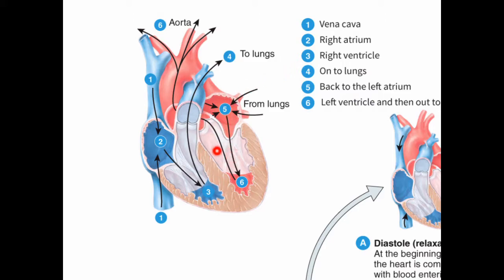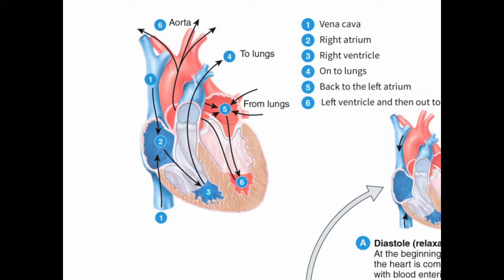So you have oxygen rich blood coming into the left atrium and then down to the left ventricle, which then pushes the blood out to the rest of the body through the aorta. So basically, that is your blood flow.